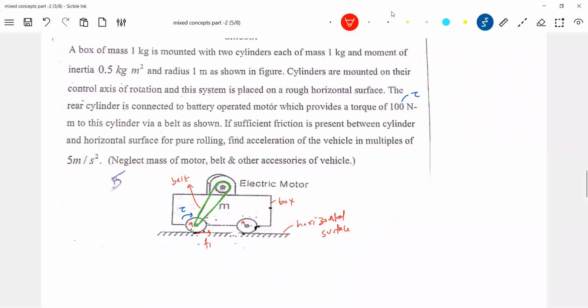Because first, when you switch on, which cylinder rotates? This cylinder will not rotate at all at first. First this cylinder will rotate. When it rotates, the point of contact will move backward. Then the friction will act forward. This friction will push the vehicle forward. As it pushes forward, this particular cylinder will be pushed in this direction. Then the friction will be like this.